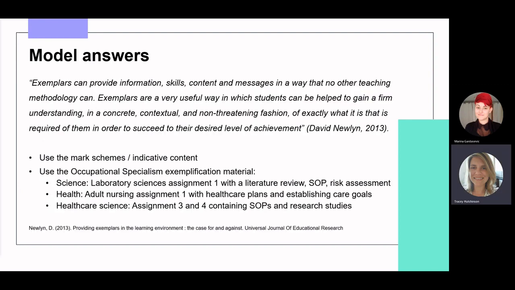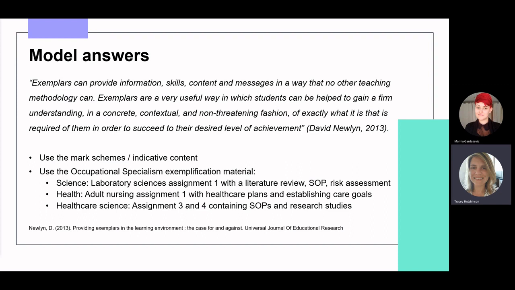Another way that students can also prepare is using model answers. So Dr. Newland from Western Sydney University researched using exemplars, and he found that learners actually want exemplars and find them useful. If learners do a piece of work, they have to wait for it to be marked and feedback given, whereas exemplars help them to identify their own weaknesses. They lead to an improvement in learner performance, and exemplars can make the criteria and standards very transparent, and it makes it more tangible to the learners as it is set in context.